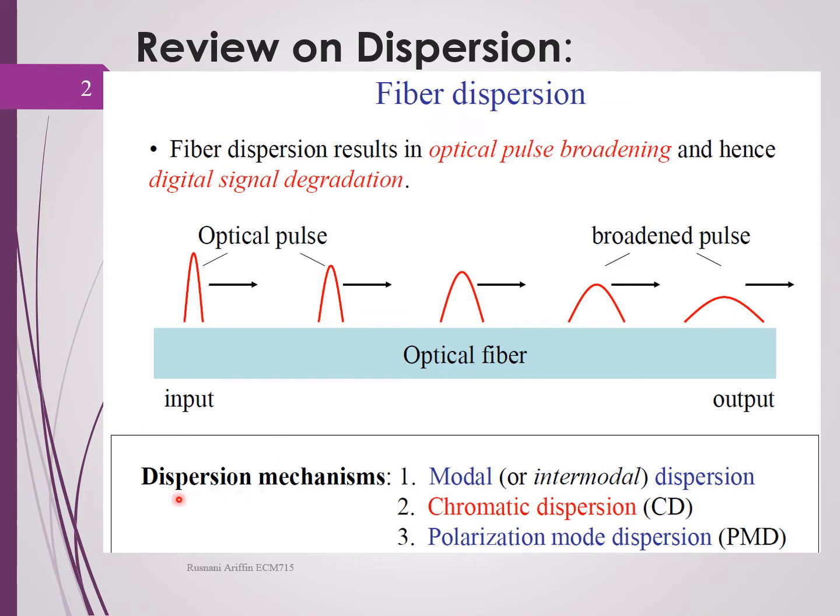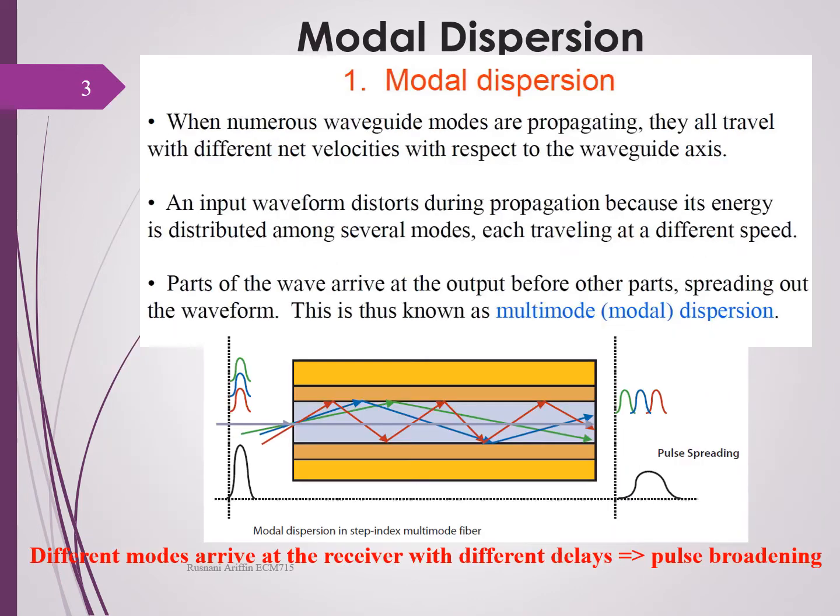Basically, there are three main dispersion mechanisms. The first one is modal dispersion, then chromatic dispersion, and the last one is polarization mode dispersion. Let us refresh on modal dispersion. Modal dispersion occurs because of different modes. As you can see here, we have different modes, or different paths. The blue lines, the red lines, the green lines all have different paths.